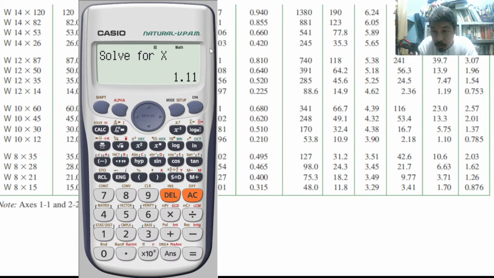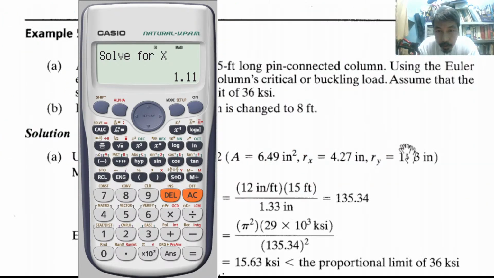The way we have to do the interpolation using the calculator. I don't know what happened here. Our procedure is correct, so we will stick to that. Anyway, 1.11 here, but it is supposed to be 1.33. So we have an error of about 0.2.